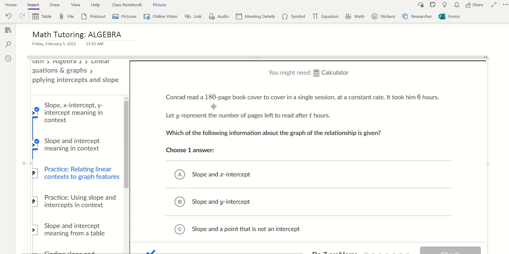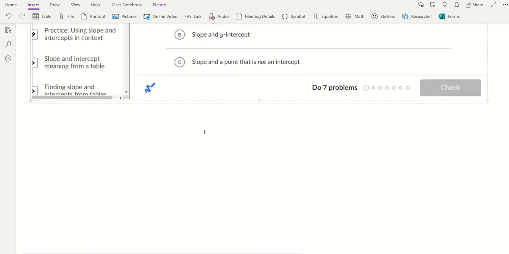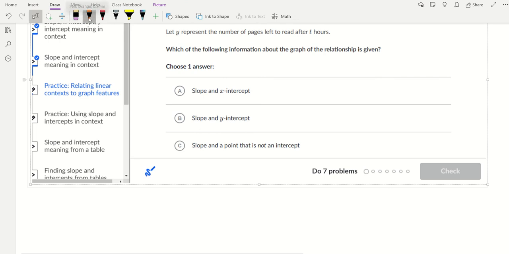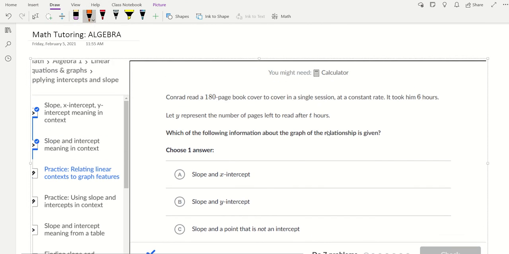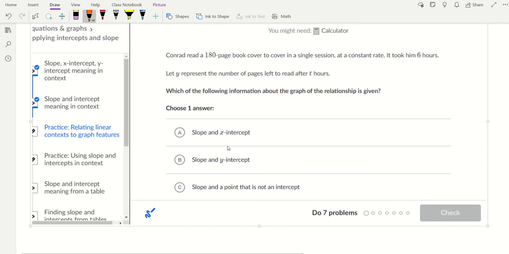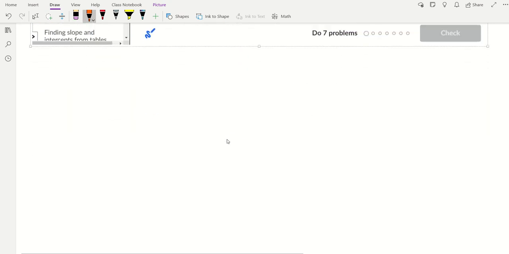Conrad read a 180-page book cover to cover in a single session at a constant rate. It took him 6 hours. Let y represent the number of pages left to read after t hours. All right, so let's first try to make a drawing of this, and then we can come back to the questions. So let's do that.